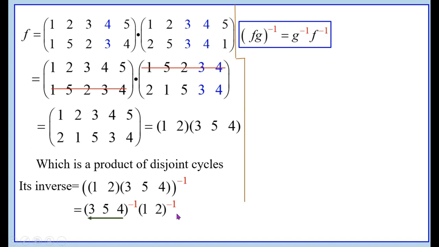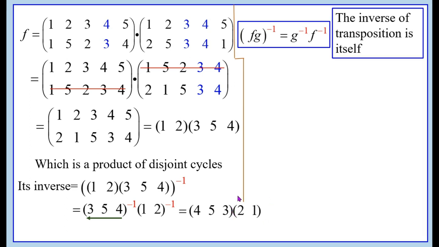(1 2) inverse. We know how to write the inverse of a cycle. We have to write in the reverse order. Therefore, the inverse of the cycle (3 5 4) is the cycle (4 5 3). The inverse of the cycle (1 2) is (2 1). Also, we know that the inverse of a transposition is itself. The cycle (2 1) is a transposition because it is of length 2 and its inverse is itself. Therefore, instead of writing the cycle (2 1), we can simply write the inverse of (1 2) as (1 2) itself, because the inverse of a transposition is itself.